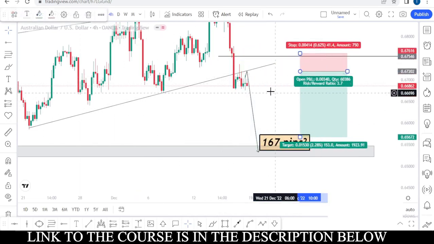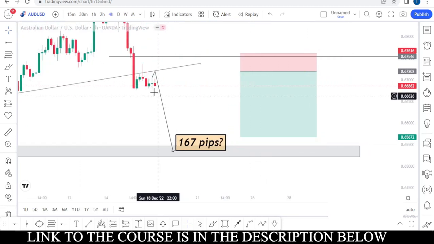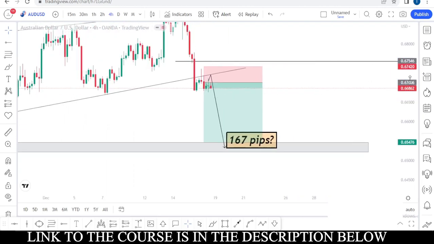Remember, this is the 4-hour time frame. In a single day, we're expected to have 6 4-hour candlesticks, because 24 divided by 4 is 6. So you can see we had 1, 2, 3, 4, 5, 6. For the whole of Friday, we pretty much moved sideways.